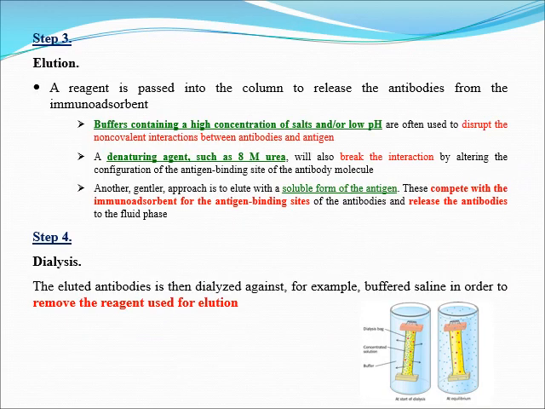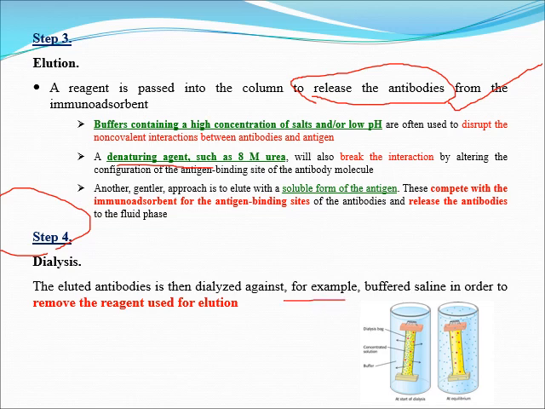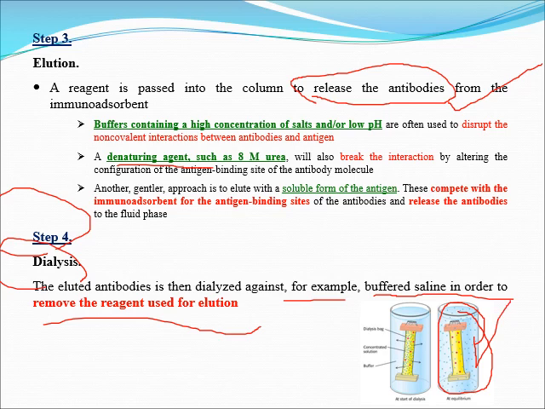Okay, in the elution step, the antibodies that did not bind to the antigen will be removed from the column, using a buffer or an eluting agent. And step number 4, to obtain the antibodies that successfully bound to the antigen, you have to use the dialysis technique. For example, a buffered cell line in order to remove the reagent used for elution. It will release the antibody that successfully bound to the antigen. So the selected antibody that we need is the blue color one. So using dialysis, we successfully obtain the antibody.